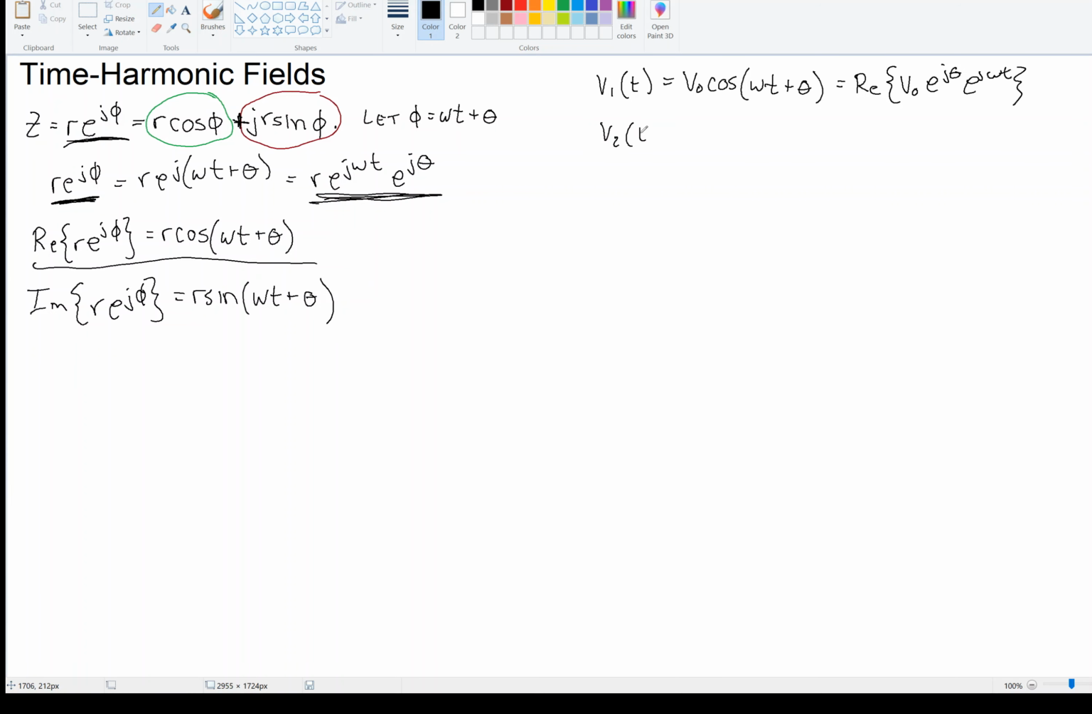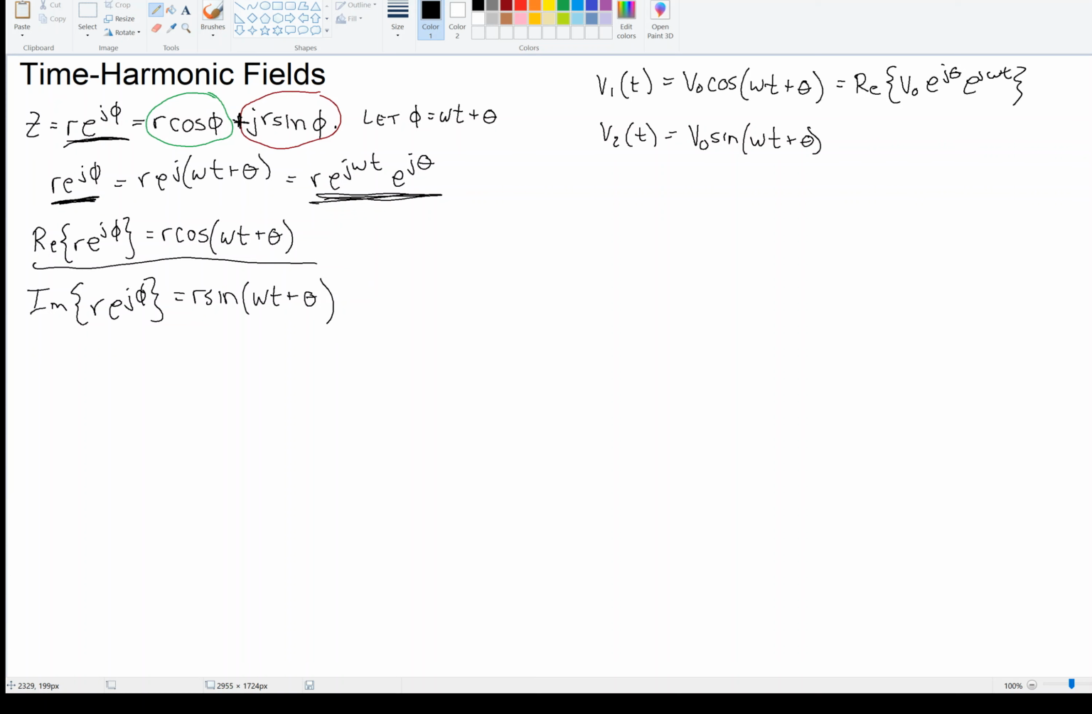But alternatively, a sine wave, we'll call it v2 of t, so we'll write v0 sine of omega t plus theta. We can relate this to v1 of t with an additional phase angle of negative 90 degrees, right? The sine and cosine are out of phase by 90 degrees.